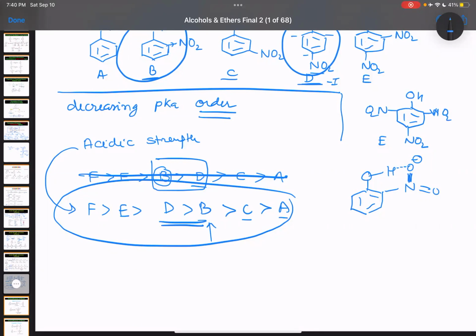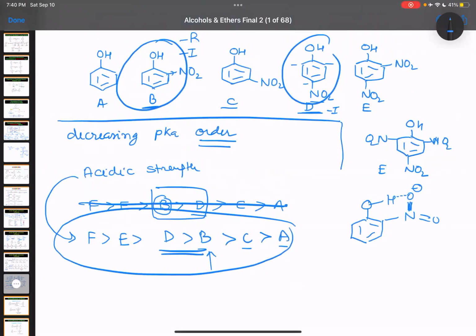Clear? Any doubts in this? Very, very important. Most people make a mistake here only, in B and D. B was expected to be more acidic because NO2 was closer, but then why was the H plus not coming out easily? Because of the intramolecular hydrogen bonding. There is one more famous thing due to this. What is the boiling point of orthonitrophenol and paranitrophenol? Which is going to boil at a higher temperature?